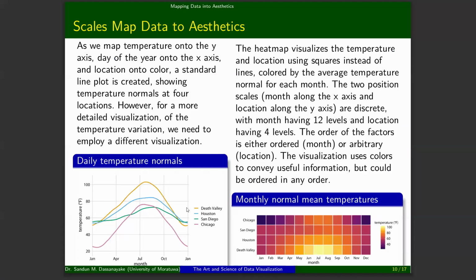These two visualizations you see on the slide, this one and this one, are two types of visualizations. Now let's focus on the first one, daily temperature normals. As we map temperature onto the y-axis, day of the year onto the x-axis, and location onto color, a standard line plot is created showing temperature normals at 4 locations. However, for a more detailed visualization of the temperature variation, we need to employ a different visualization.